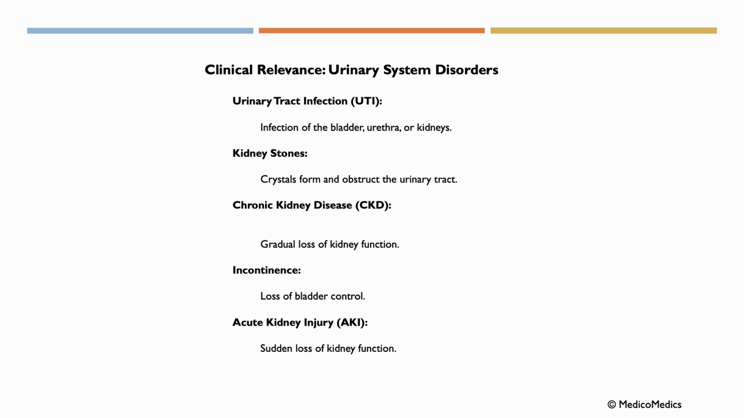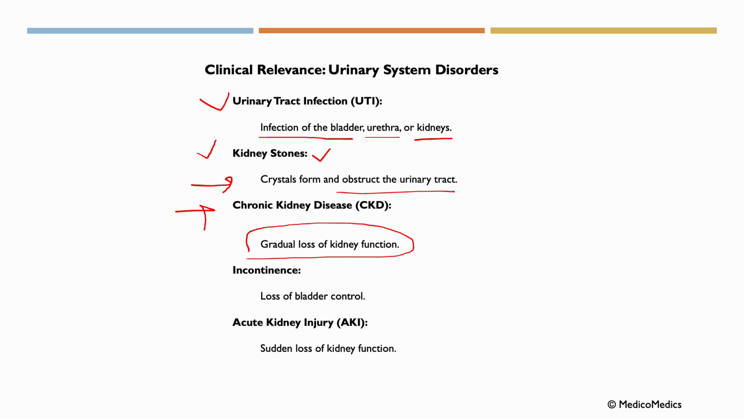Now let's briefly talk about some urinary system disorders. So we have urinary tract infection. It's an infection of the bladder, the urethra, or the kidneys. We can develop kidney stones, so crystals form and obstruct the urinary tract. And let me add that this is very, very painful. Then we have chronic kidney disease, a gradual loss of kidney function. Incontinence, the loss of bladder control. We can have acute kidney injury, a sudden loss of kidney function.